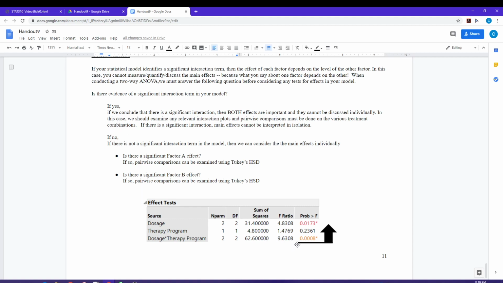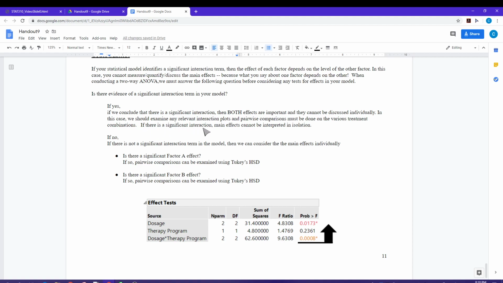So if I have a significant interaction, which is this bottom one, then both effects are important and they cannot be discussed individually. In this case, we want to look at the interaction plots like we've done up above, and the pairwise comparisons must be done on these treatment combinations.